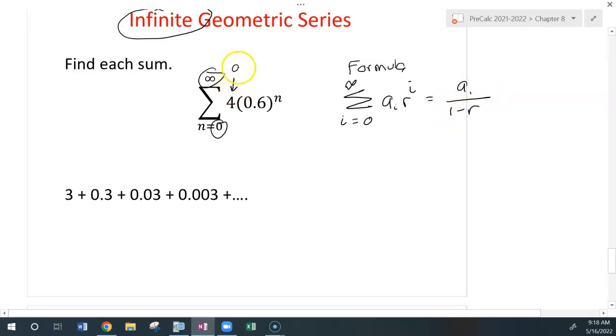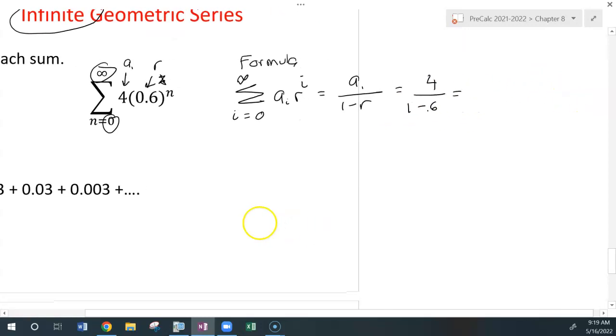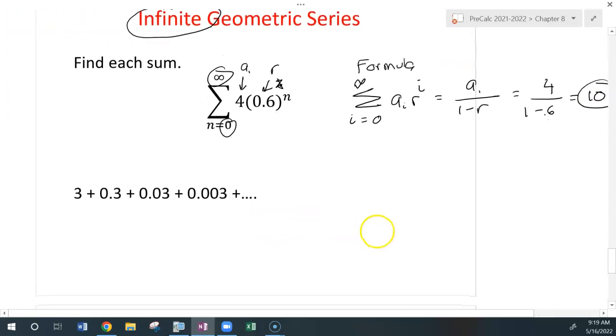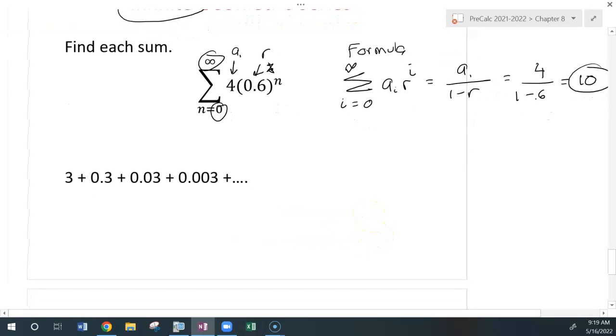Here's your a sub 1, and then this one is going to be your r. We're going to do 4 over 1 minus 0.6. Get your calculator, and that is going to equal 10. So that's how we find that sum.